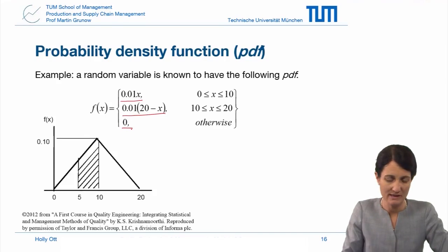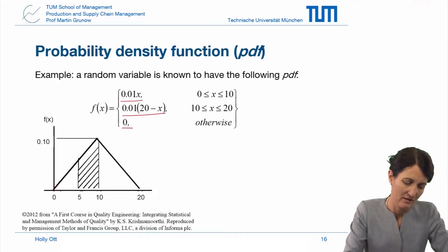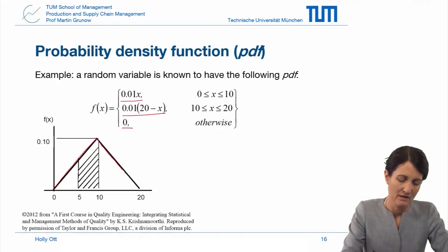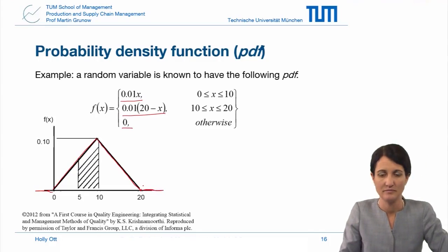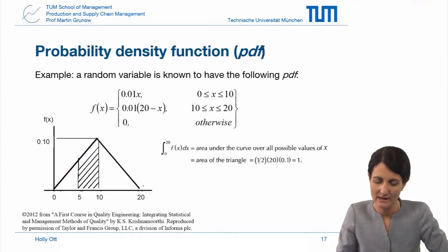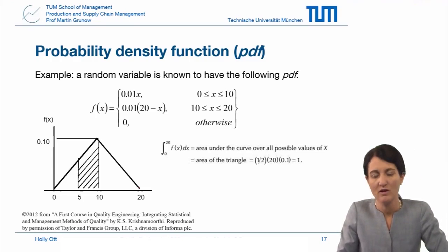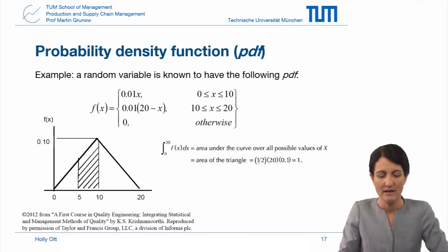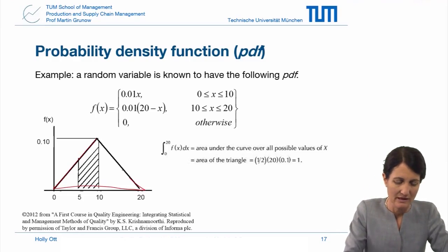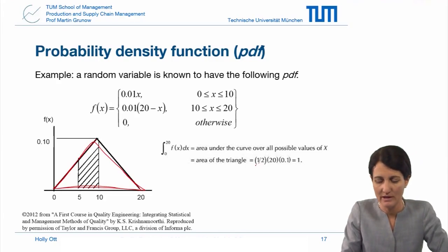So if we wanted to draw that, we would see this would look like a triangle. So we have here a constant slope up, and here a constant slope down, and 0 everywhere else. So the integral of f of x dx from 0 to 20 is going to be the area under the curve over all possible values of x. And this, in this example, is just the area of this triangle. And so we have 1/2 times the base times the height. And if you put in our numbers there, we get that to be exactly equal to 1.